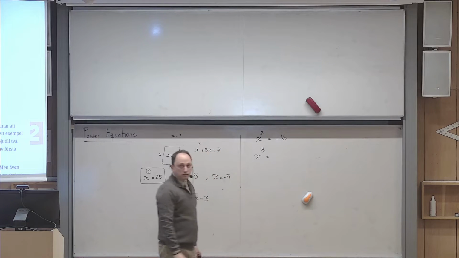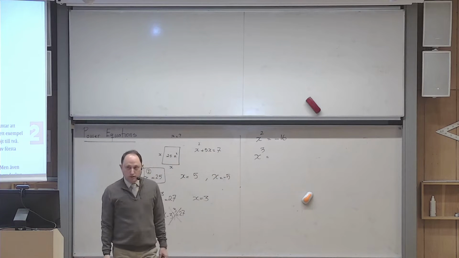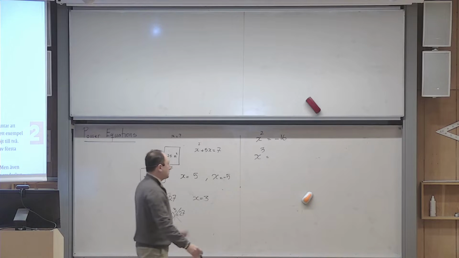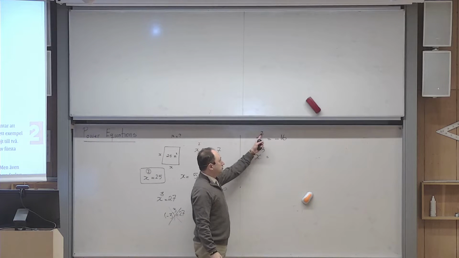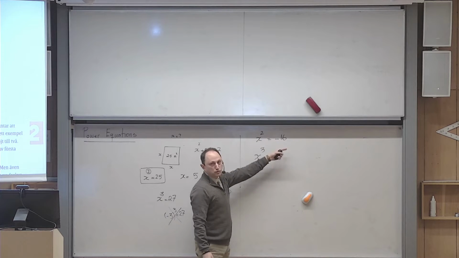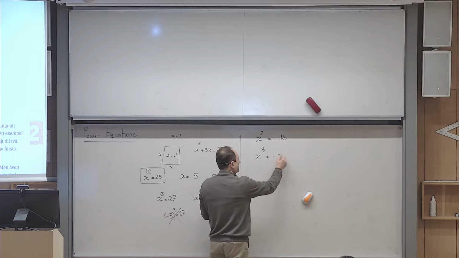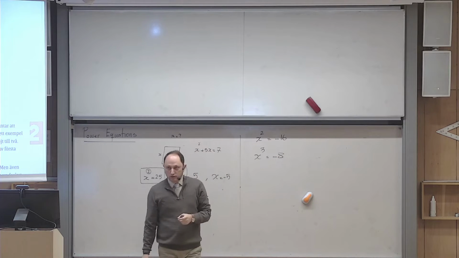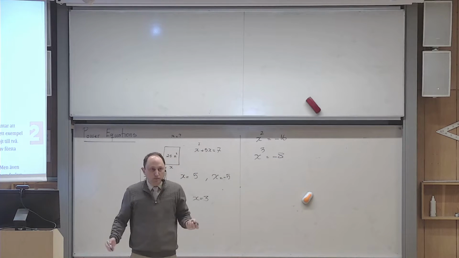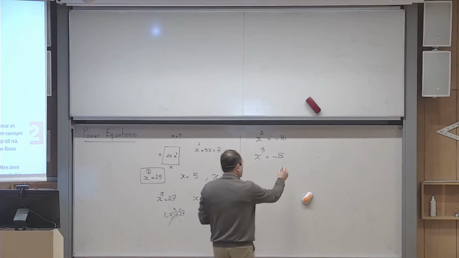What's the answer? There is no such number, because I am raising a number to power 2. Even if you choose a negative number, when you raise it to power 2, it cannot be negative. But if I ask you x to the power of 3 is minus 8, what is the answer? It's still minus 2.